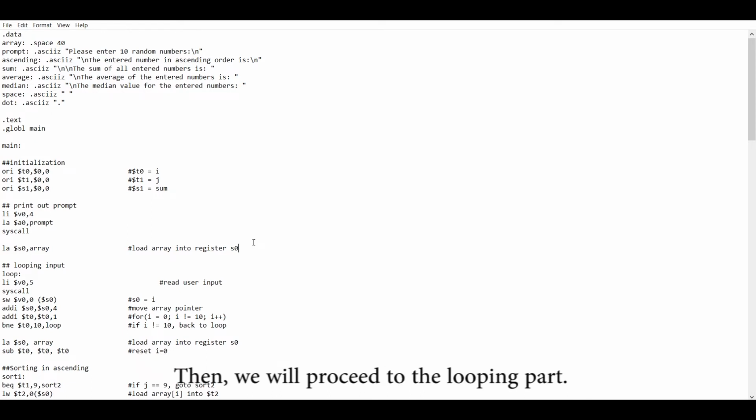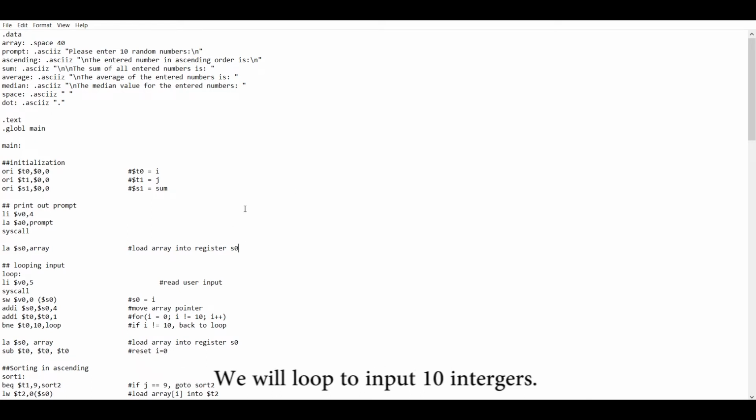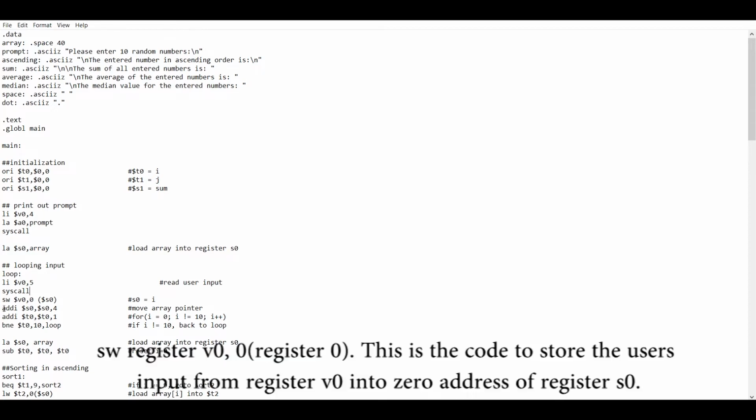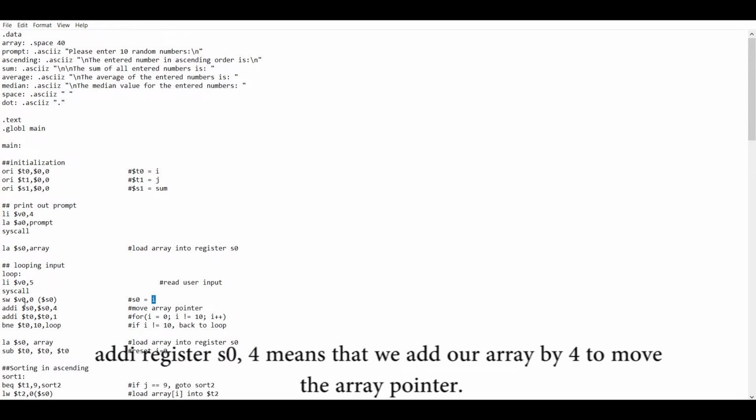Then we will proceed to the looping part. We will loop to input 10 integers. LI register $v0, 5, syscall. This is a syscall function that reads the integers of user input. SW register $v0, 0($s0) is the code to store the user input from register $v0 into address 0 of register $s0. ADDI register $s0, 4 means that we add to our array pointer by 4 to move the array pointer.